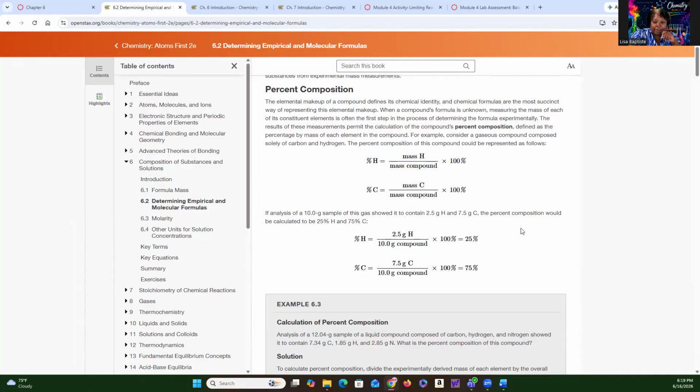We have a 10.0 gram sample, 2.5 grams of hydrogen, 7.5 grams of carbon. So we're going to take our 2.5 grams of hydrogen over 10.0 grams of the compound, multiply it by 100, we get 25%. Since it's just two elements in this particular compound, you could simply take 100 minus 25% to give us 75%, or you can do the calculation where we take the 7.5 grams of carbon over 10.0 grams of the compound times 100, and we get 75%.